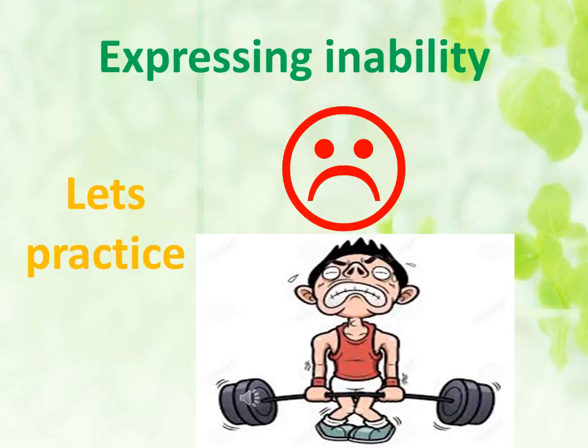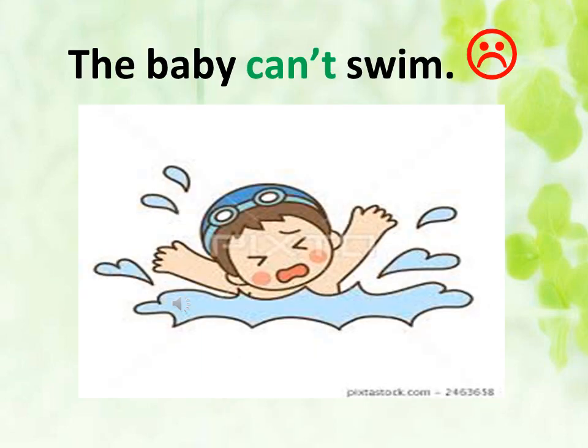Now we are going to see examples for expressing inability, which means the inability to do something. Here's the first example. Look at the picture. So we have a baby swimming, but he's crying. He can't swim. So the baby can't swim.